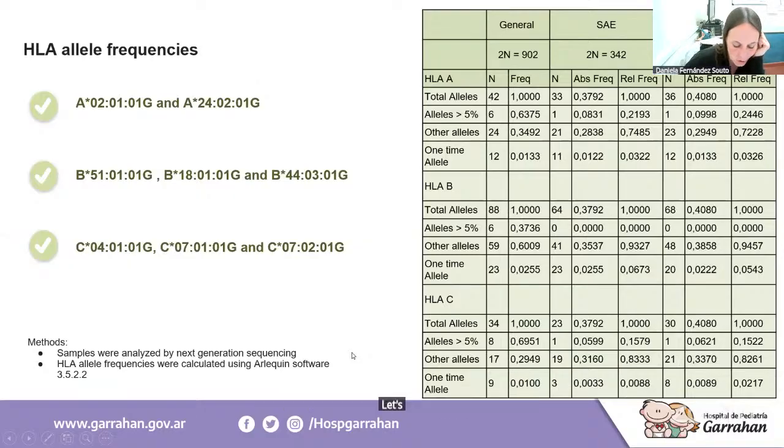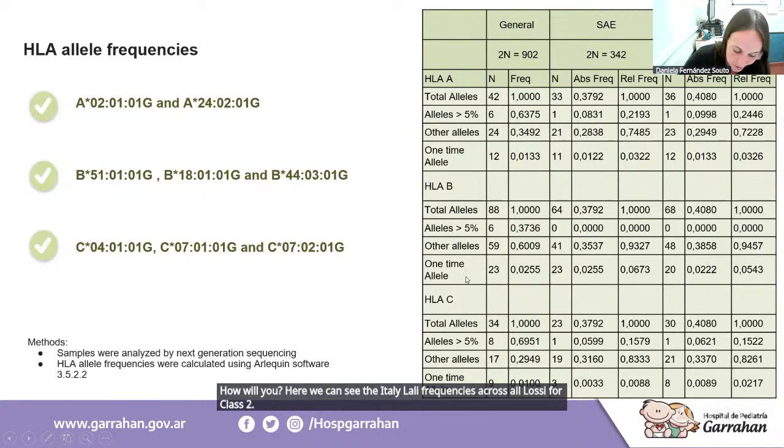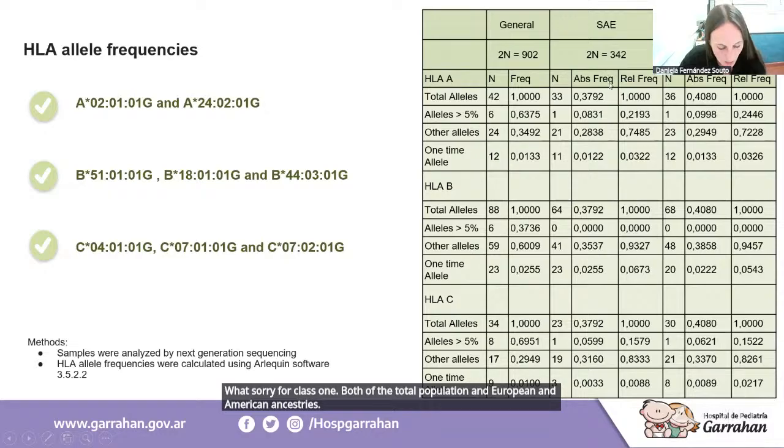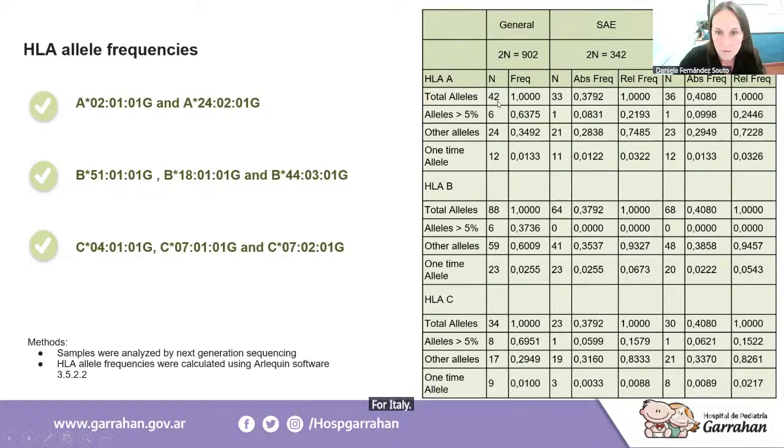Let's move to the results. Here we can see the HLA allele frequencies across all loci for class 2 and class 1, for the total population and for European and Amerindian ancestry. For HLA-A, we found 42 alleles. 6 were quite common, together making about two-thirds of the total, and 2, 0201 and 2402, stood out with frequencies of about 10%.